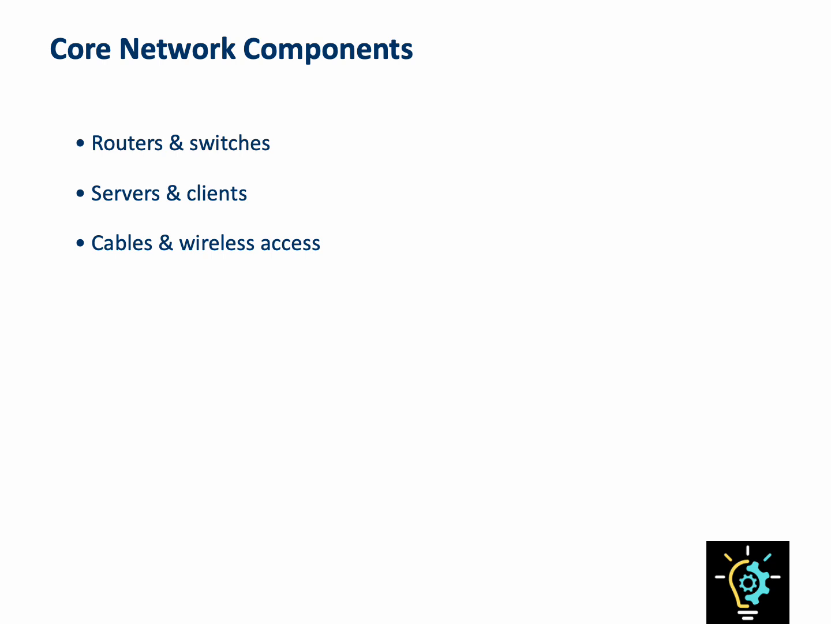Now let's look more closely at the main components of a network. Routers are responsible for directing data between different networks. Switches manage the flow of data within a local network, ensuring that information gets to the right device. Servers act as central points where data is stored and processed. Clients, such as computers or tablets, request and use that data. Finally, the physical medium, cables and wireless access points, forms the path the data travels on.